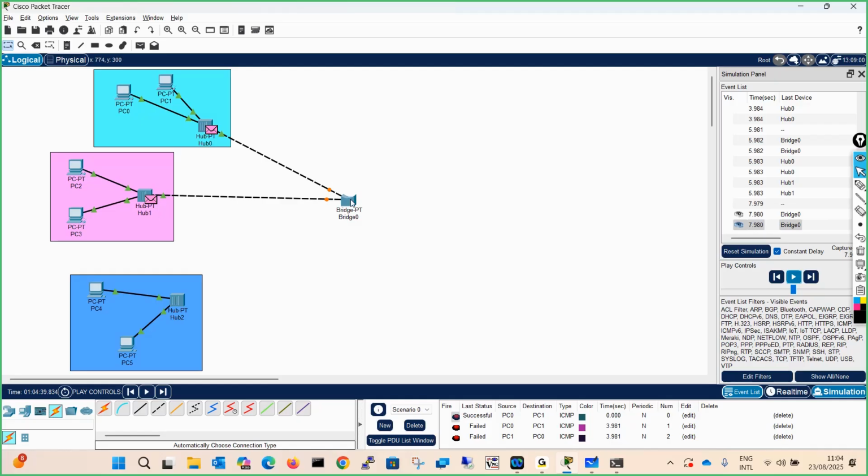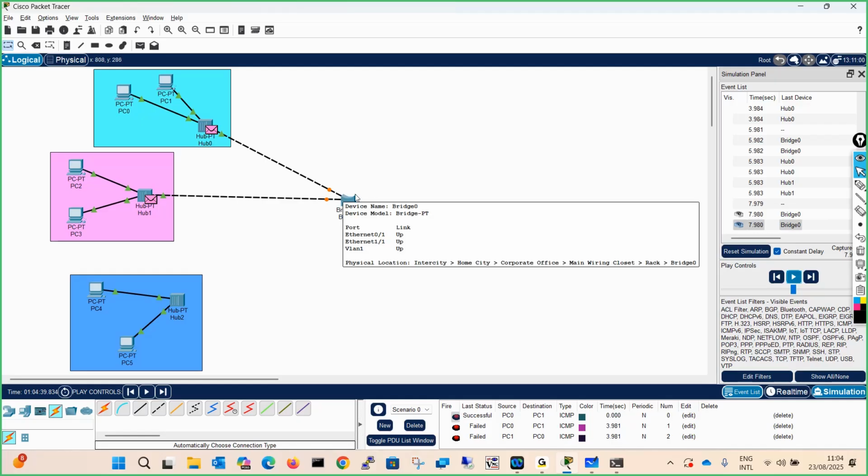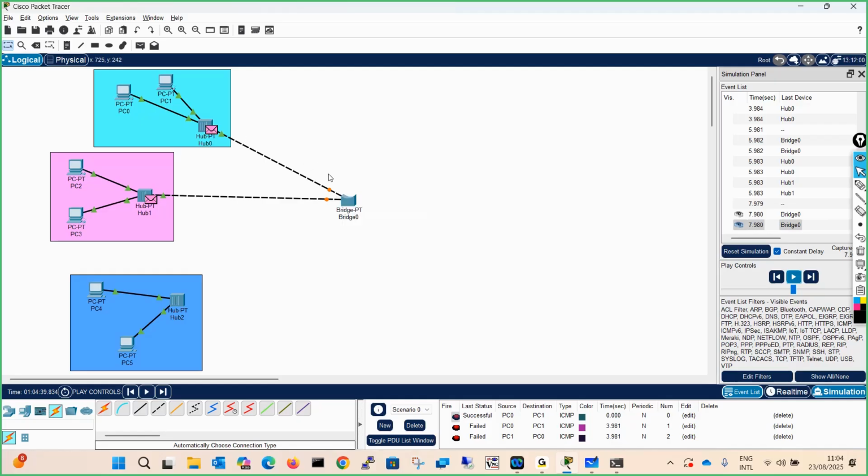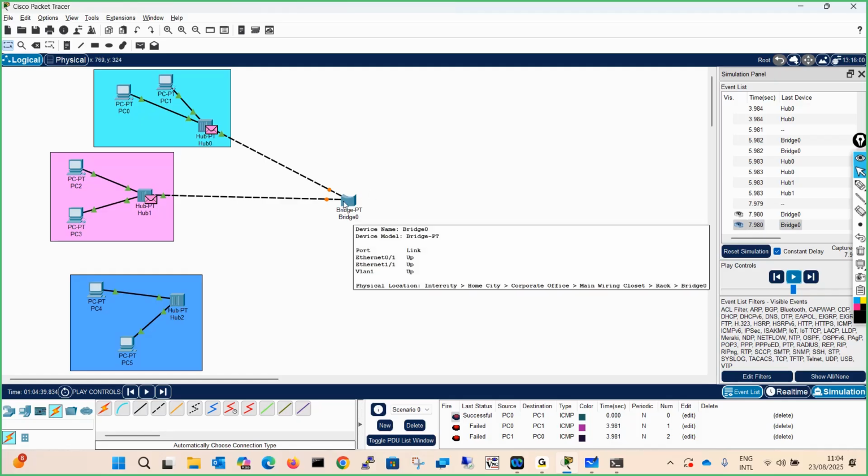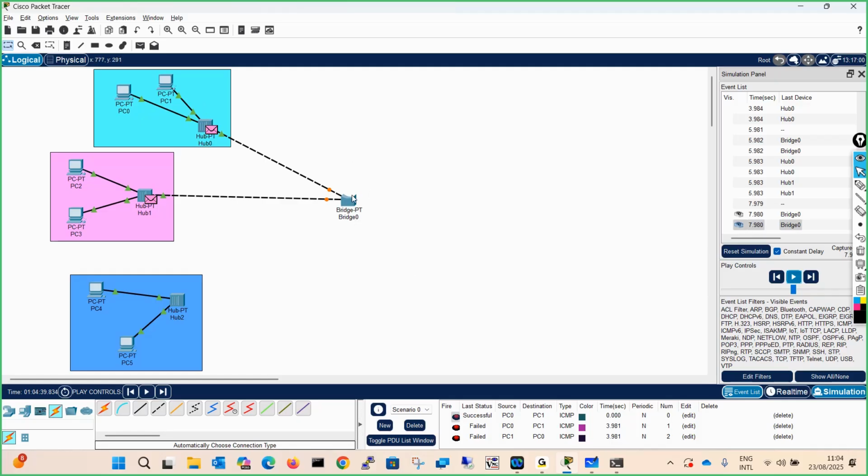Bridge has per port collision, meaning that if there is some collision detected on a specific port, the same collision will not be forwarded further. It will just drop that collision. But broadcast, yes, whatever broadcast packet it will receive on one port, it will forward it to another port. But it will never forward the collision because it is per port collision domain.